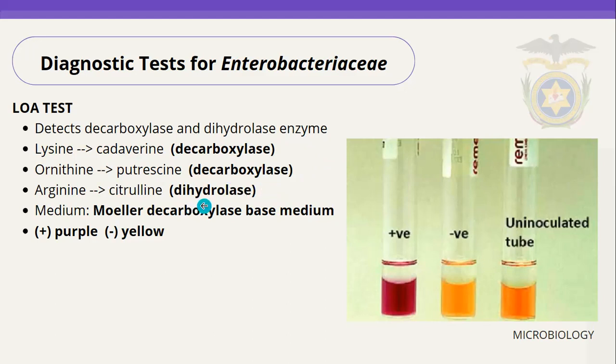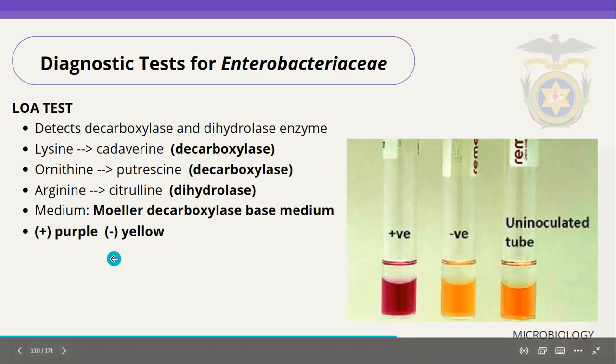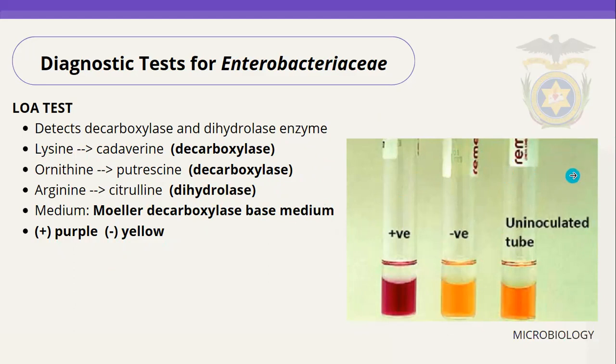So the medium used here is the Moeller decarboxylase base medium, and the positive result here is purple, as seen in the first tube, and yellow if it's negative, as seen in the second tube. And our third tube is used as a control, the uninoculated tube.